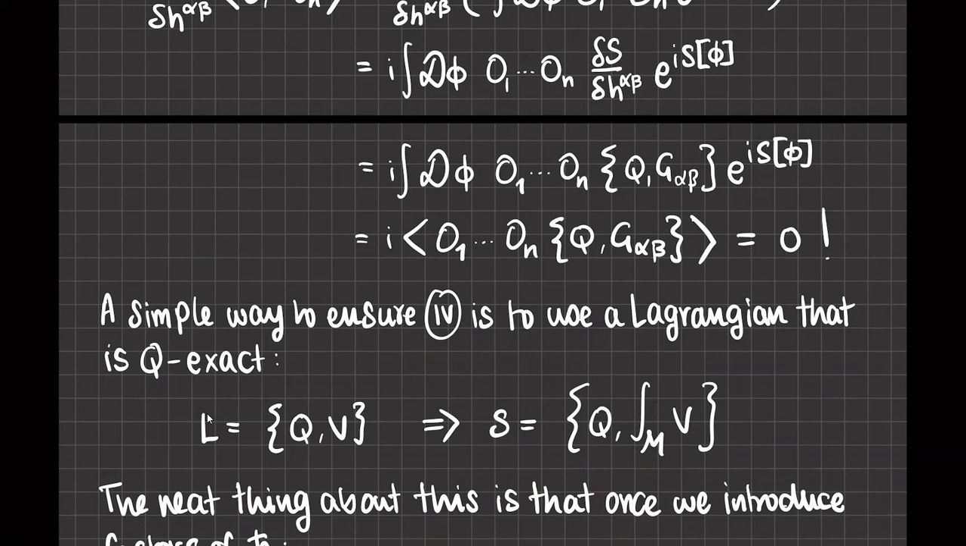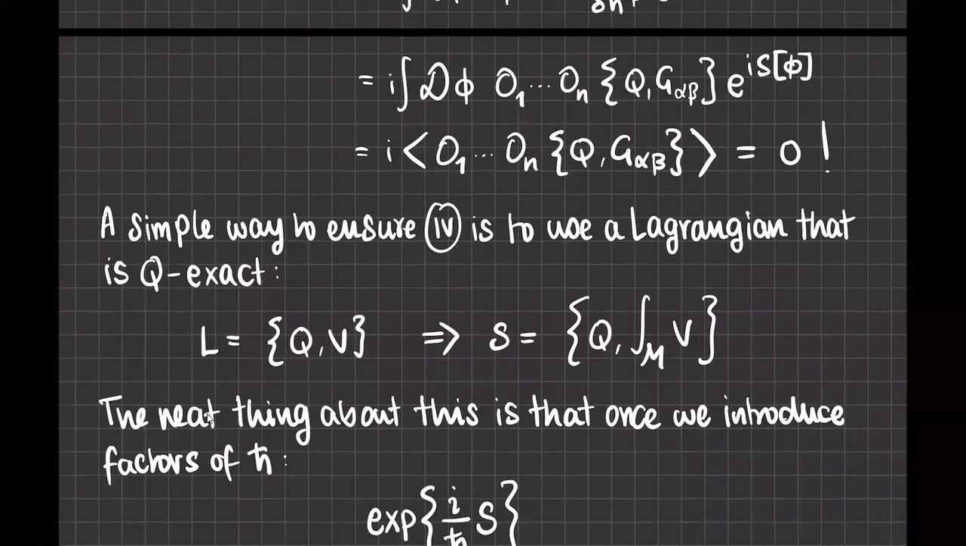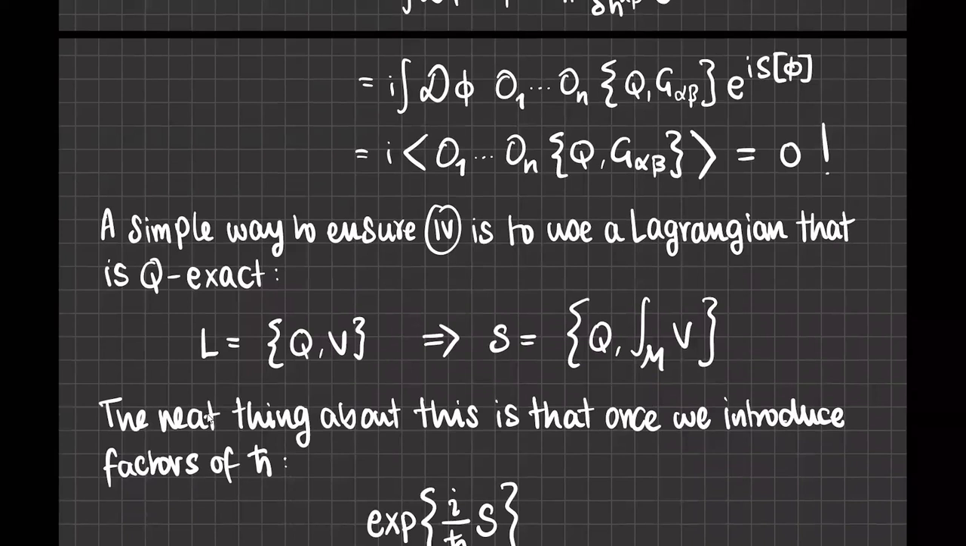Can everybody see why that would work out? It just takes a moment. I'll let you stare at this for a second. If I have a Lagrangian that is itself Q exact, then I'm guaranteed to have a stress tensor that is Q exact, right? Simply because of this.